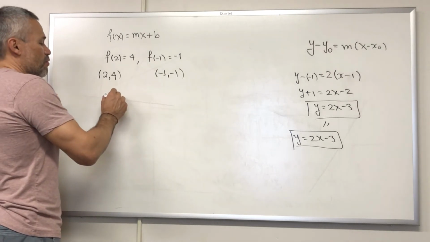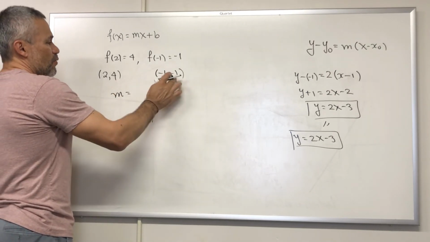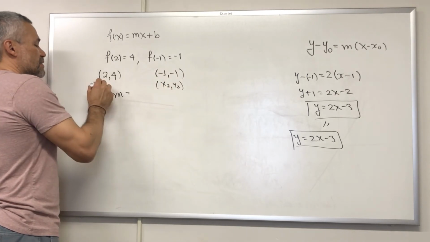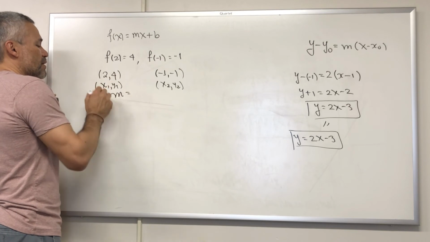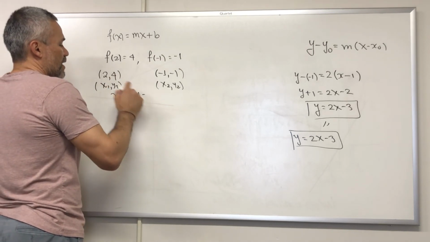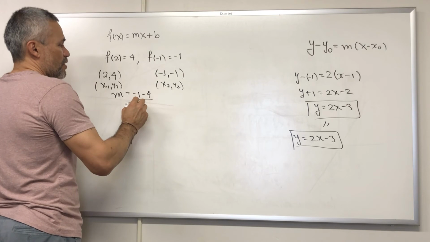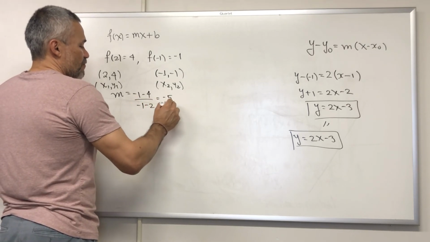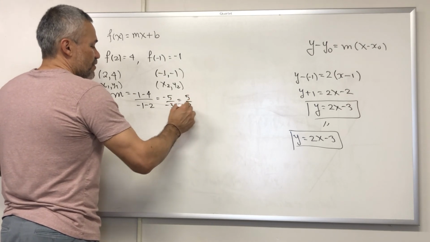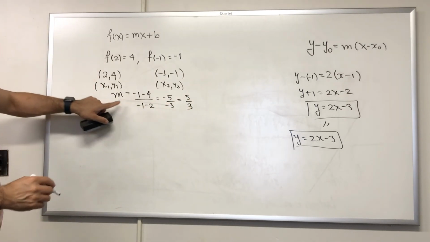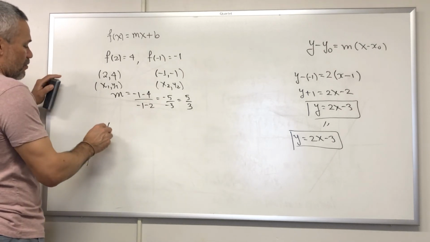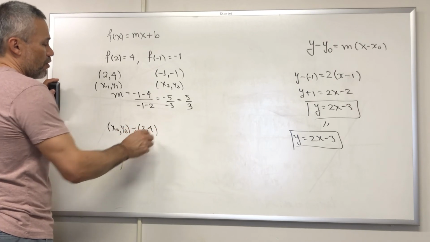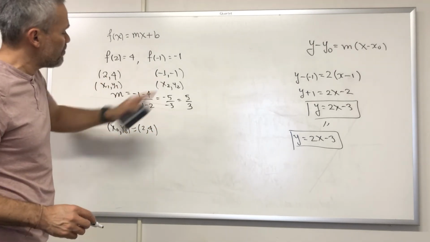Then we compute the slope. Let's suppose that this is x sub 2, y sub 2, and this is x sub 1, y sub 1. And then we have -1 minus 4 over -1 minus 2. This is -5 over -3, which is 5/3. And once we know the slope, we can pick for our x sub 0, y sub 0, for example, 2, 4. Remember that you can pick this one or you can pick this one.